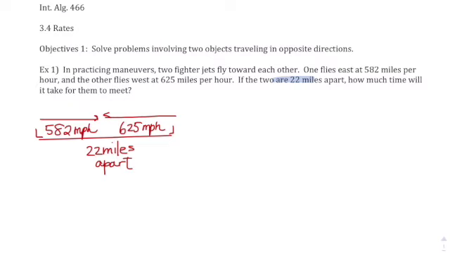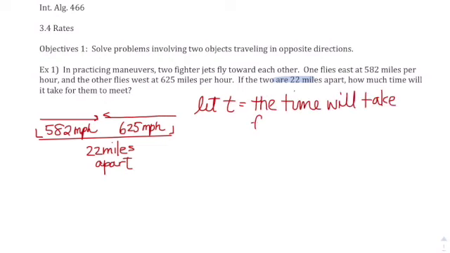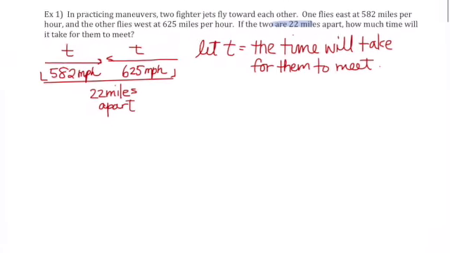They have to be flying the same amount of time. It has to be the same time for the first airplane and for the second airplane. So in this case, what we're going to do is let t equal the time it will take for them to meet. So t is the time, and t is going to be on both of them, because they have to be flying the same time.